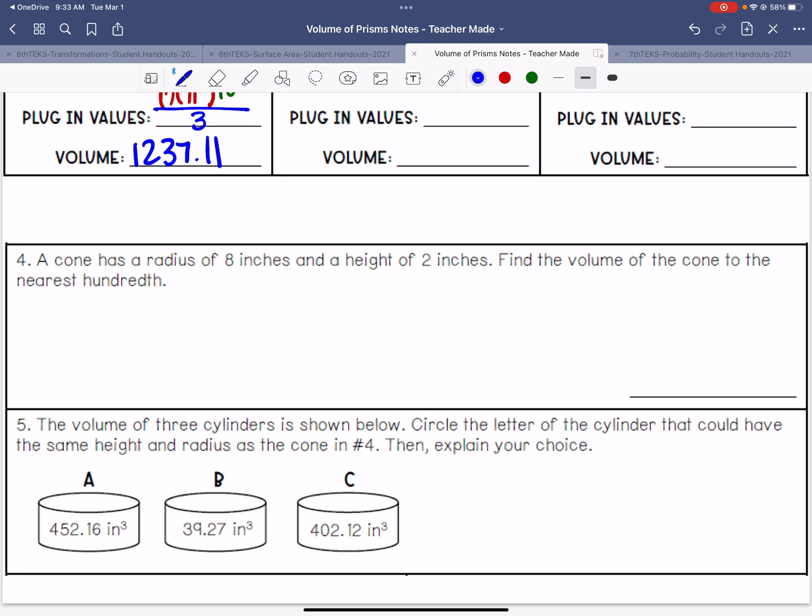On question 5, it says the volume of 3 cylinders are shown below. Circle the letter of the cylinder that could have the same height and radius as the cone in number 4. Then explain your choice. This is a little bit of a challenge. I want you to try and work it out on your own. Okay? You can do it. I believe in you. That is going to be it for our lesson today.